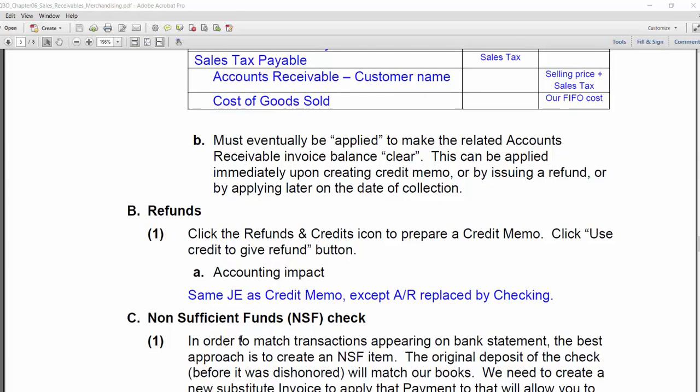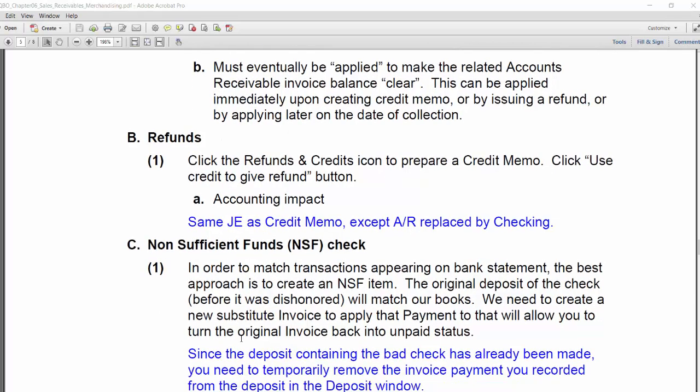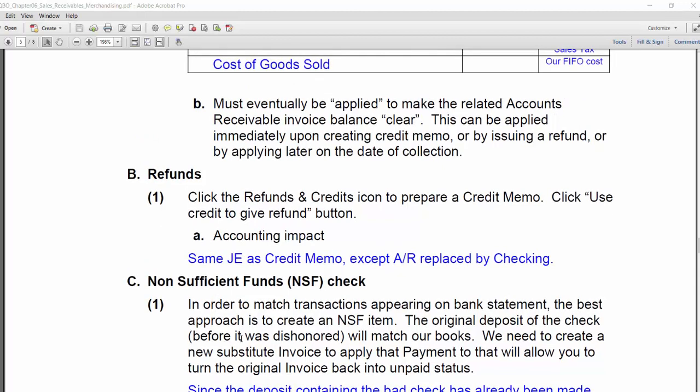A very special situation that requires careful handling in QuickBooks is when we receive a non-sufficient funds, or NSF, customer check. The situation with an NSF customer check is we have booked it as a cash receipt and a reduction of AR. The bank has put it into our account, credited our balance. It goes to the check maker's account, and then they reject it. So it comes back to our account at the bank, and our bank takes it back out of our account and then sends the check back to us.